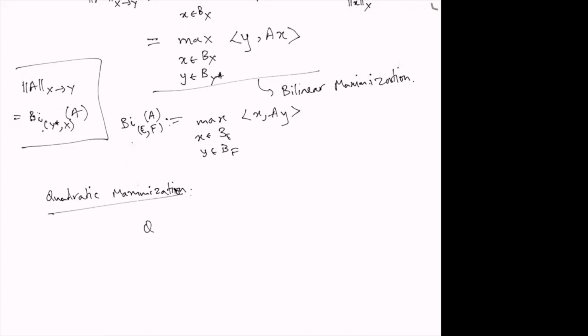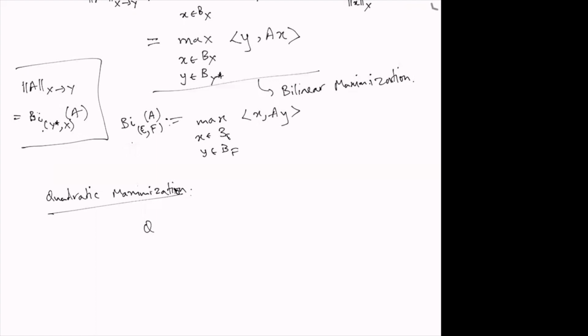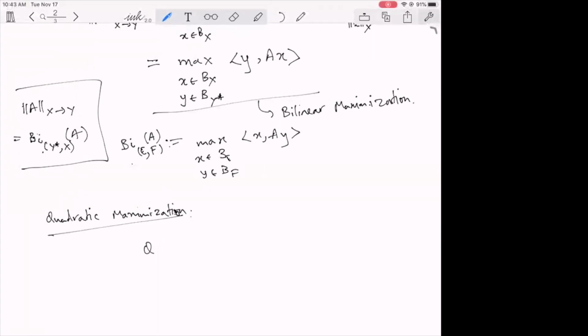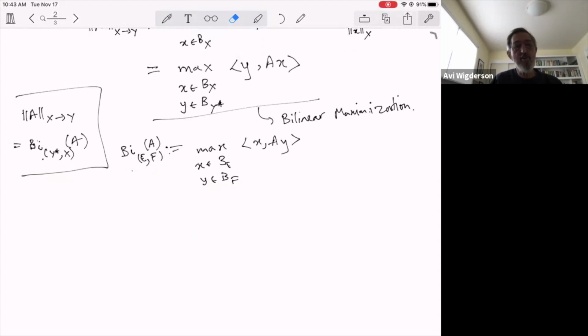Bilinear maximization is not convex, even though it's on convex sets, on a product of convex sets. It is convex in A. In fact, it's a norm on A. So it's convex in A. Okay, good. That reminds me, the input to this problem is A.